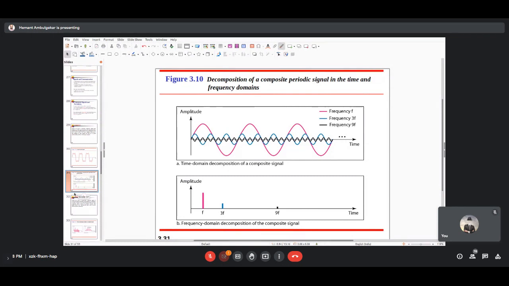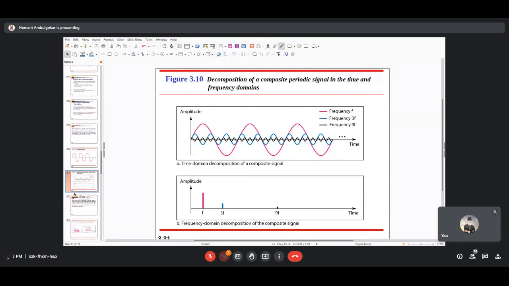As far as this representation is concerned, these are the basics in communication. I hope you might have studied this in second year. This is a part of communication at a low level. Our concern is data communication. For data communication we need the composite signal. A sine wave is not enough for data communication, so that's why we need a composite signal.